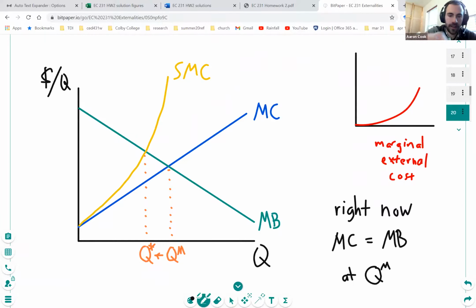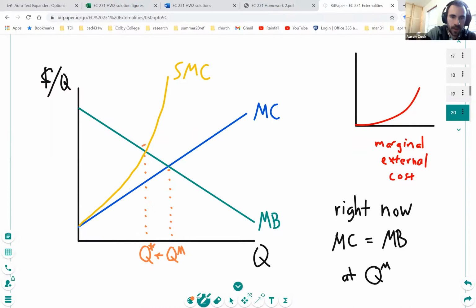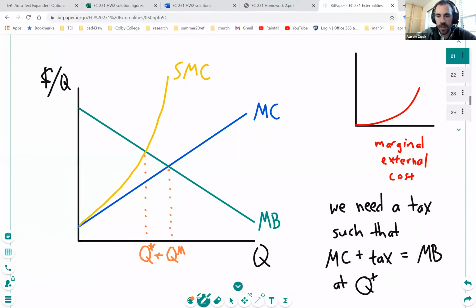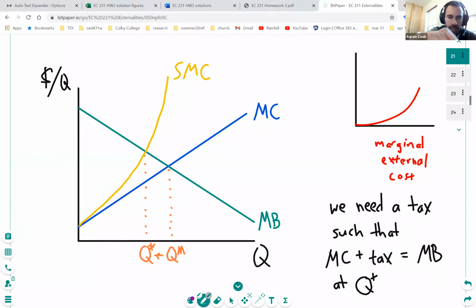Now remember that we wanted a quantity where the social marginal cost is equal to the marginal benefit. So that's our target. Our target is Q star. Right now we're at QM, but we want to be at Q star. And so one way that we can do that is by choosing some kind of tax that will lead us to Q star.